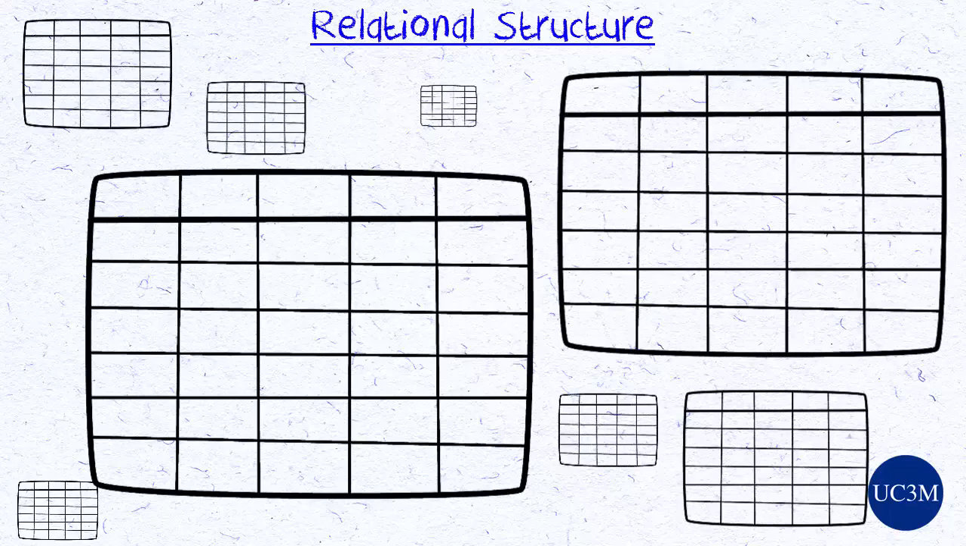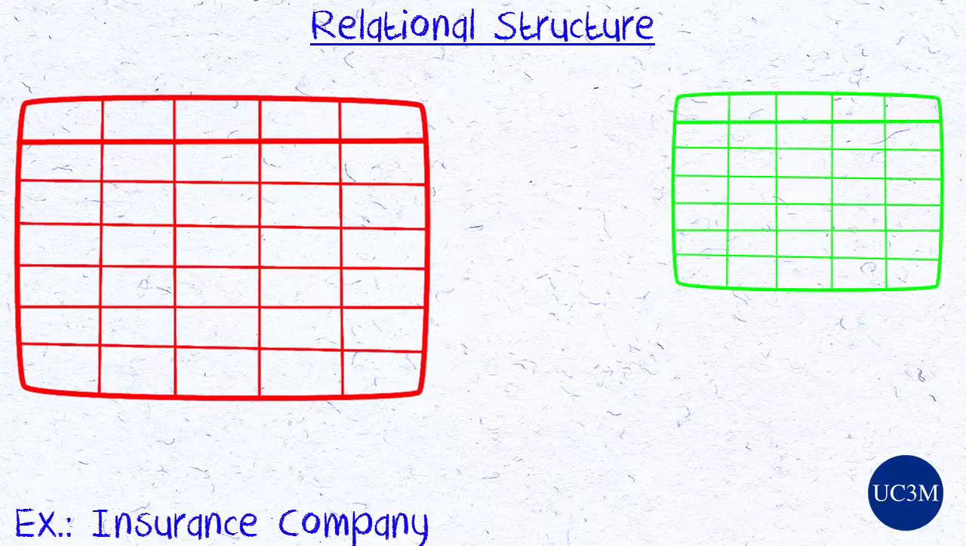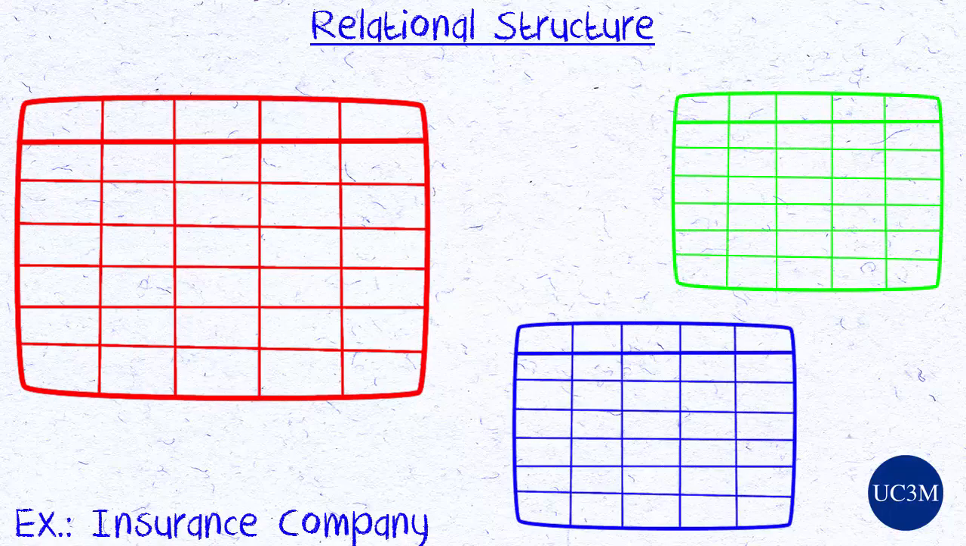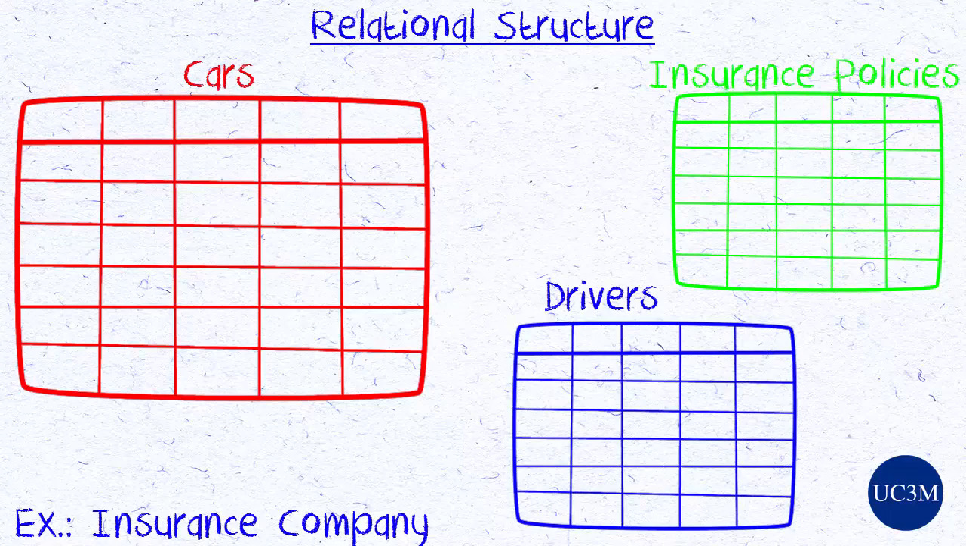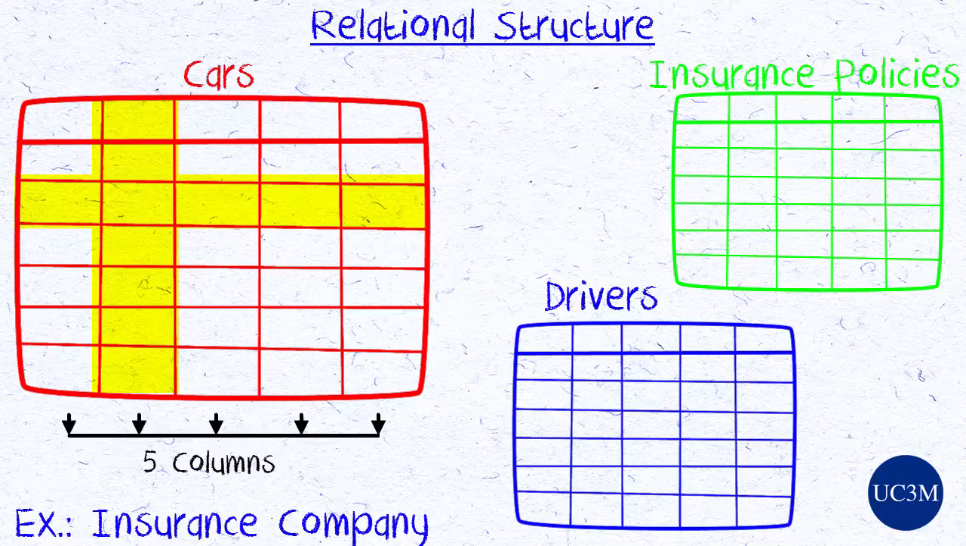In a relational structure, data is organized in tables. For example, a simple database for an automobile insurance company could contain 3 tables: cars, insurance policies, and drivers. A table contains rows and columns, like the tables that we build on spreadsheets often do. All rows contain the same columns. Each column contains the value of a given attribute, or trait, or field, for the individual represented in that row.